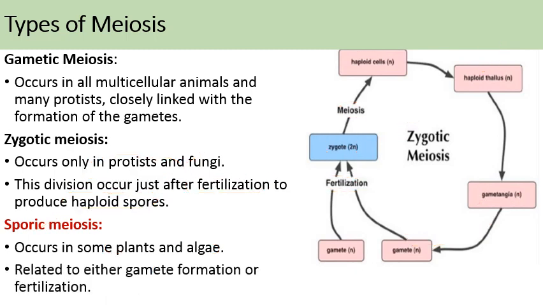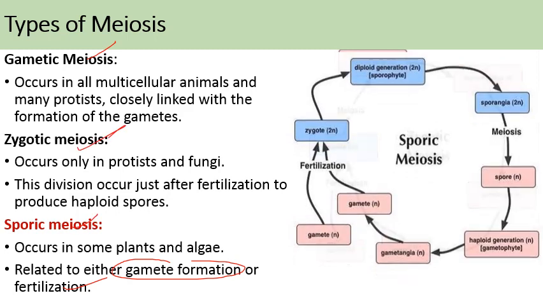This type of meiosis, it is related to either gamete formation or fertilization. So या तो gamete formation के साथ related है या फिर fertilization के साथ associated है. So there are basically three types of meiosis, that is gametic meiosis, then zygotic meiosis and sporic meiosis.